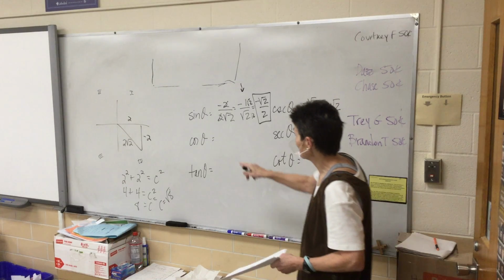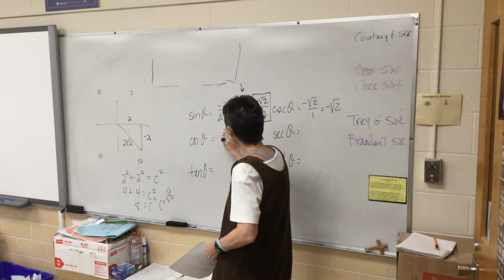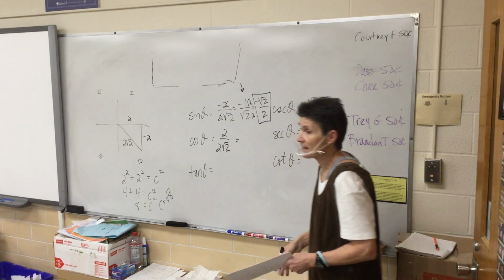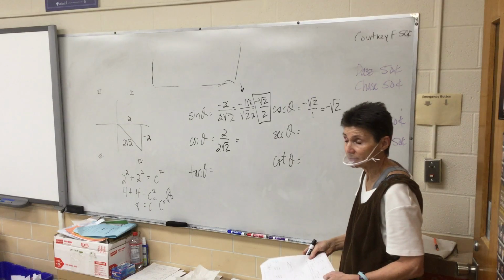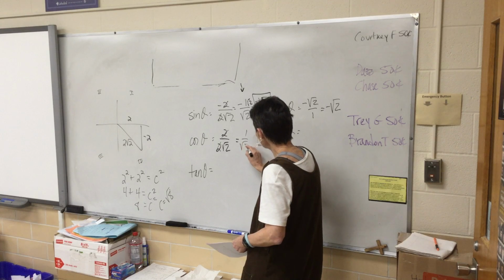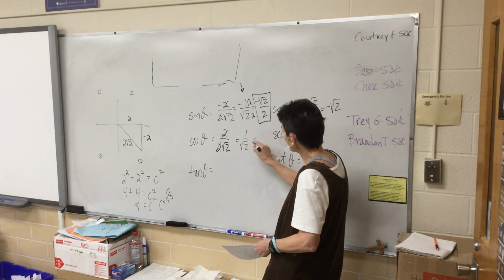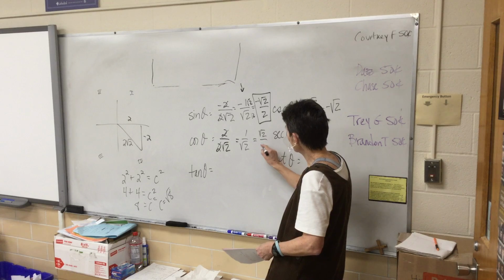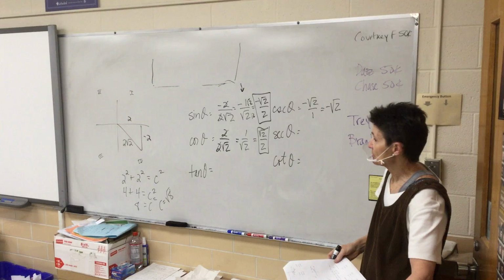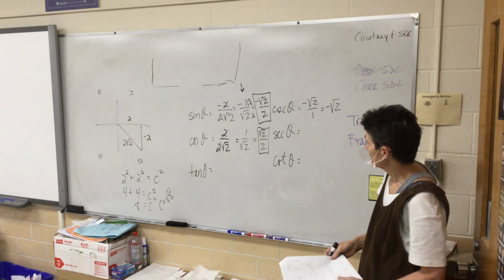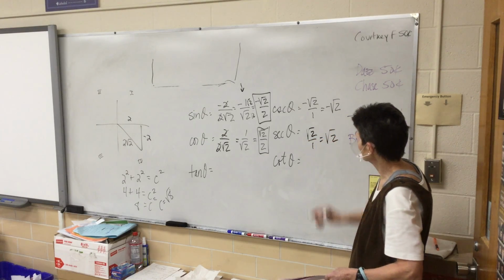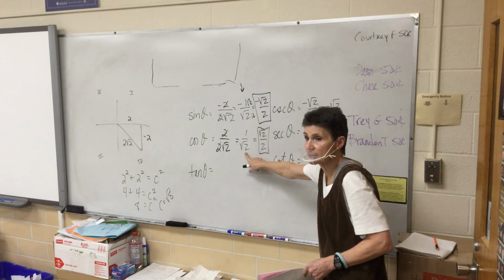And same thing's going to happen with cosine, because when we put adjacent over hypotenuse, we're going to have exactly the same fraction, only positive. So I'll cancel out the 2's, and that's going to be 1 over root 2. And then I'll multiply the top and the bottom by root 2, and get root 2 over 2 as my final answer for the cosine. Then I'll flip that one, get root 2 over 1, or just root 2 for the secant. Flip this.